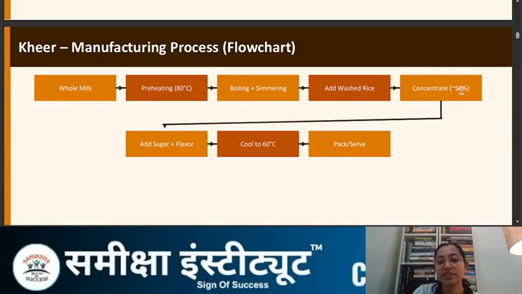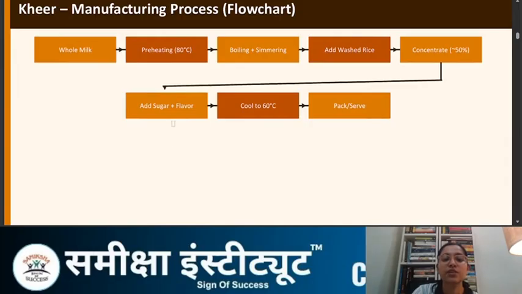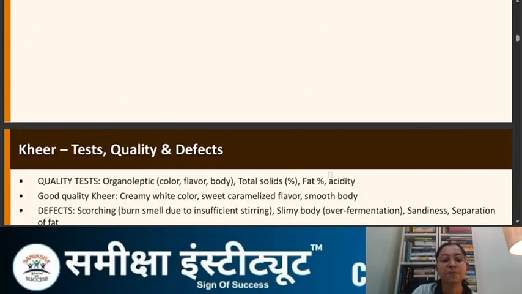It is concentrated. How is it concentrated? By keeping it at boiling temperature or simmering it. So it will keep on concentrating. Then sugar and flavor are added. Sometimes different kinds of condiments are also added. Then cooling and packaging or serving, based on whether it is made at home or produced for commercial purposes. So this is the basic manufacturing process.